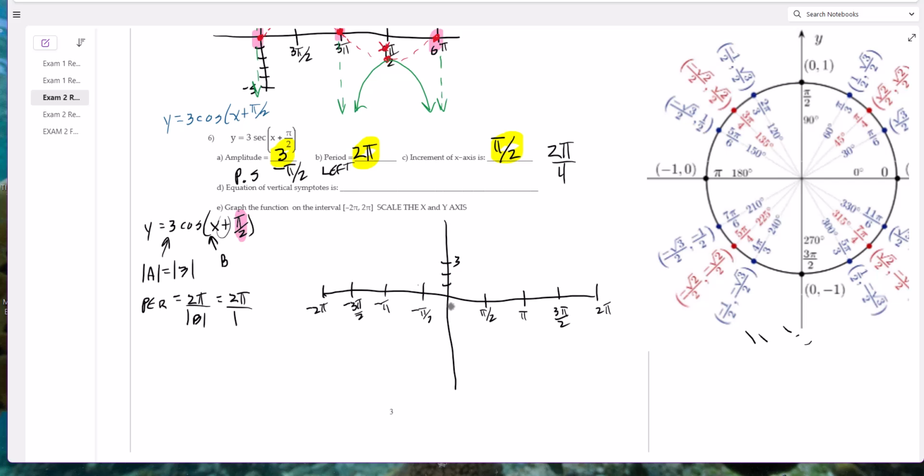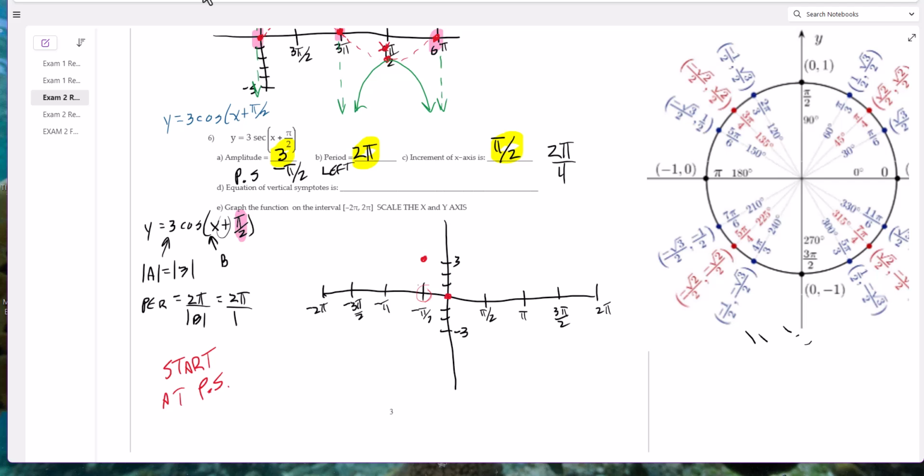Now, your goal on this is to do this first graph really efficiently, and what you want to do is start at the phase shift. The phase shift is negative pi over 2, so you're going to start here. Remember, a cosine starts high at 1. However, we're multiplying that by 3, so that first point is going to go there. Then the cosine goes to 0. If you multiply 0 by 3, that's still 0. Then it moves to negative 1. Negative 1 times 3 is negative 3, so this is how your cosine wave is going.